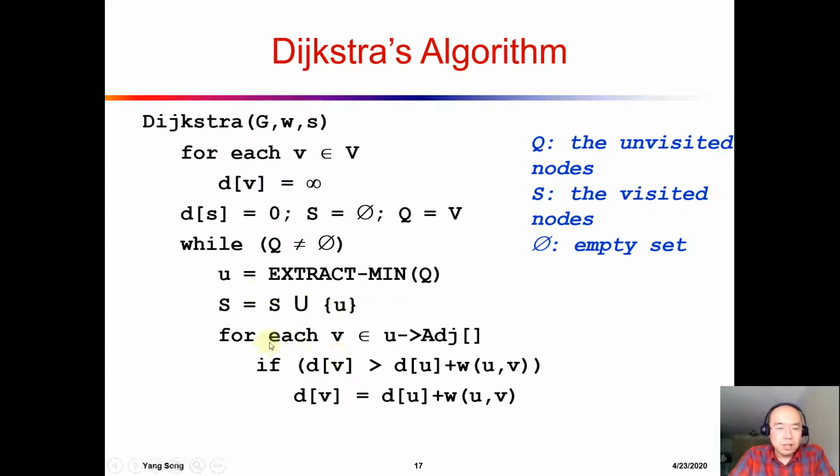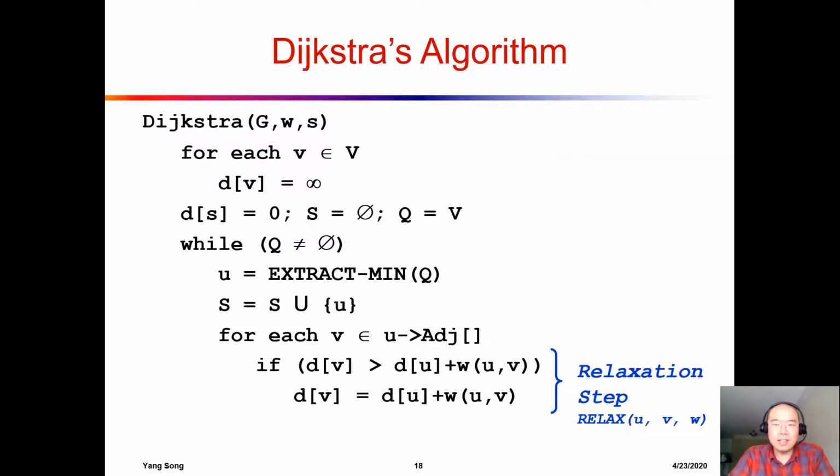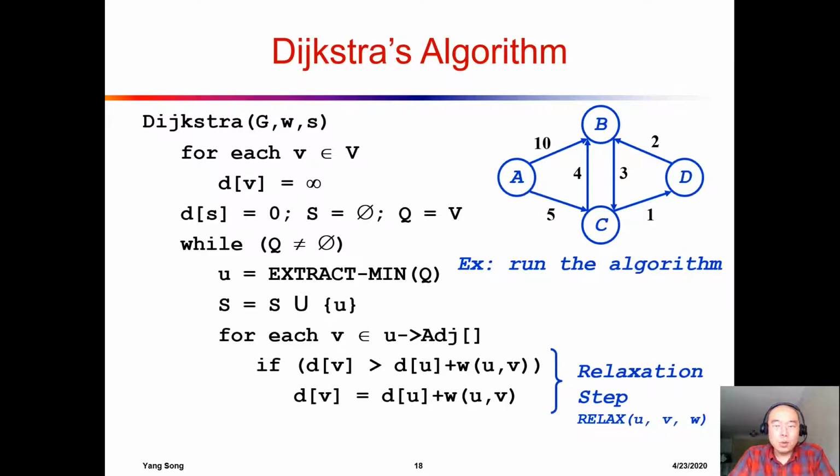And then for each of the v that I can access from u, I'm doing this part. And what is this code? That is a relaxation, right? So I'm relaxing (u, v) with weight w. Okay, so that's Dijkstra's algorithm, and that still looks confusing. I know that, and let's try this on a real example.